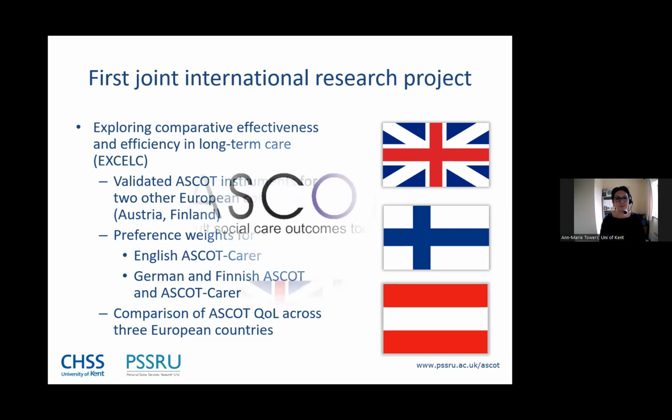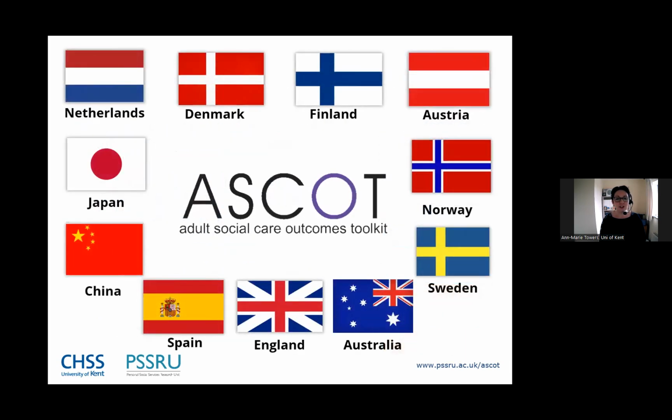Next slide, please. And this slide is just to give you, I haven't got time to go into the detail of all the different countries, but I just wanted to give an overview of the different languages that ASCOT is being translated into, both the ASCOT and the ASCOT carer, which, as you can see, has really boomed in the last 10 years.